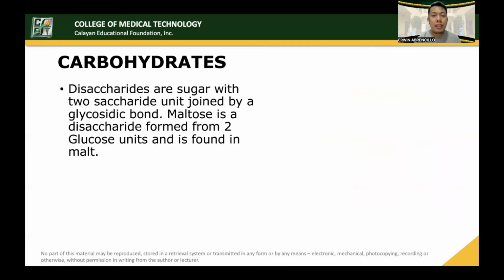So let us now move on to disaccharides. Disaccharides are sugars with two saccharide units joined by a glycosidic bond. When we speak of a glycosidic bond, it is the bond that attaches one sugar unit to another. Meaning, it is a chemical bond that bonds the two monosaccharides. For example, maltose is a disaccharide formed from two glucose units and is found in malt.